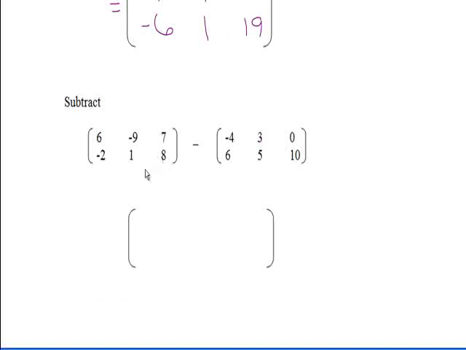Same idea when we subtract. Really not a big deal. Just make sure you stop at that negative sign. So 6 minus negative 4. Careful, minus negative means plus, so this should be 10. Notice these are both the first row, first column, so it's going to go in first row, first column. So negative 9 minus 3 is negative 12. 7 minus 0 is 7. Negative 2 minus 6 is negative 8. 1 minus 5 is negative 4, and 8 minus 10 is negative 2. So there's our final answer when we subtract, of course.